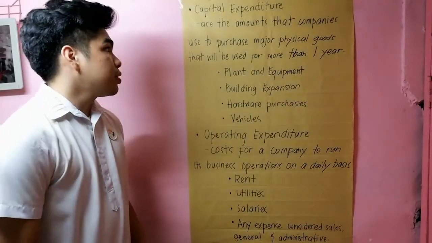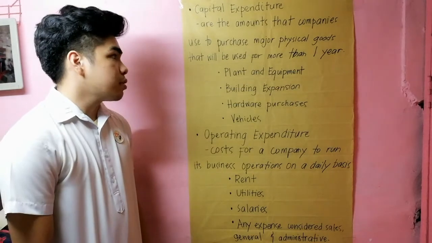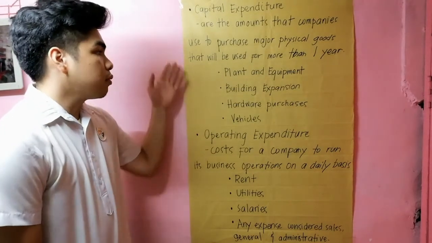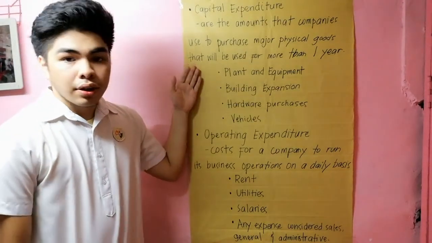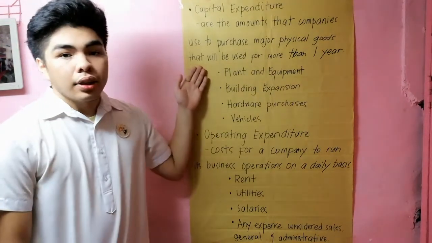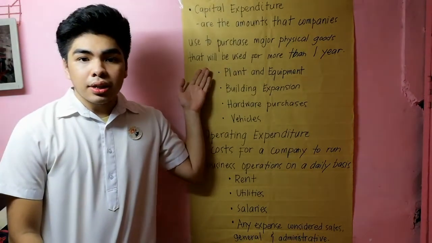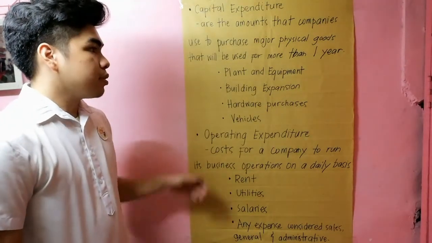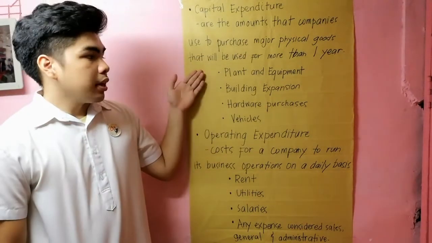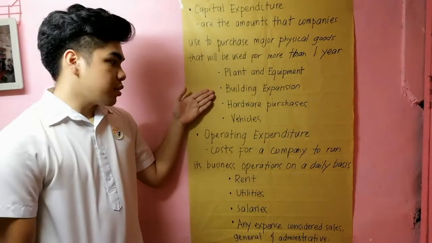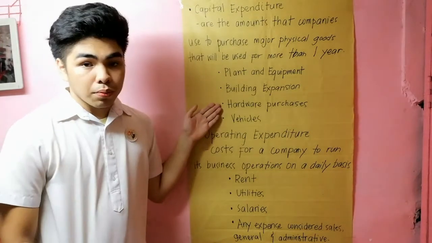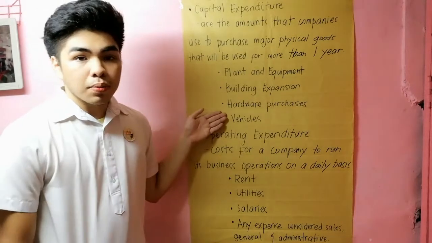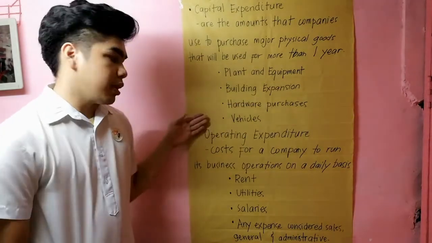The capital expenditure are the amounts that companies use to purchase major physical goods that will be used for more than 1 year. The type of industry of a company largely determines the nature of its capital expenditure. Capital expenditure includes the following: plant and equipment, building expansion, hardware purchases such as computers, and vehicles for transporting the goods or products of a company.